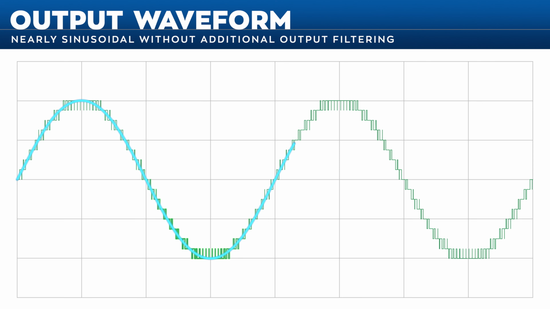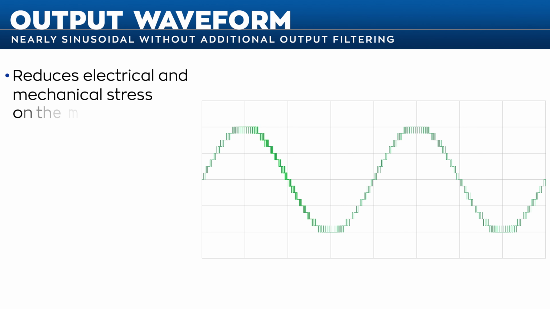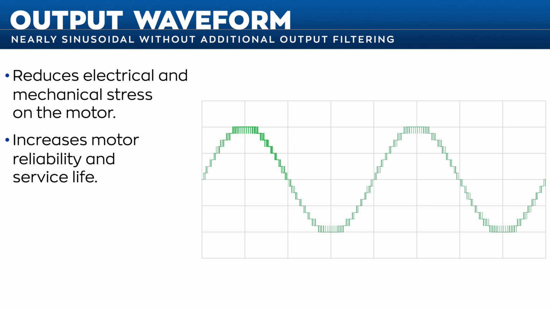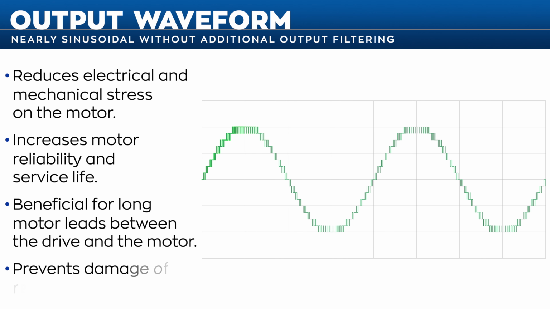A third advantage of MV drive multi-level topology is that it produces a nearly sinusoidal output waveform without additional output filtering. Using a drive with a sinusoidal output waveform reduces electrical and mechanical stress on the motor and increases motor reliability and service life. A clean sinusoidal output is also beneficial for applications that require long motor leads between the drive and the motor, and prevents the damaging effects of reflected waves on the motor wiring system.